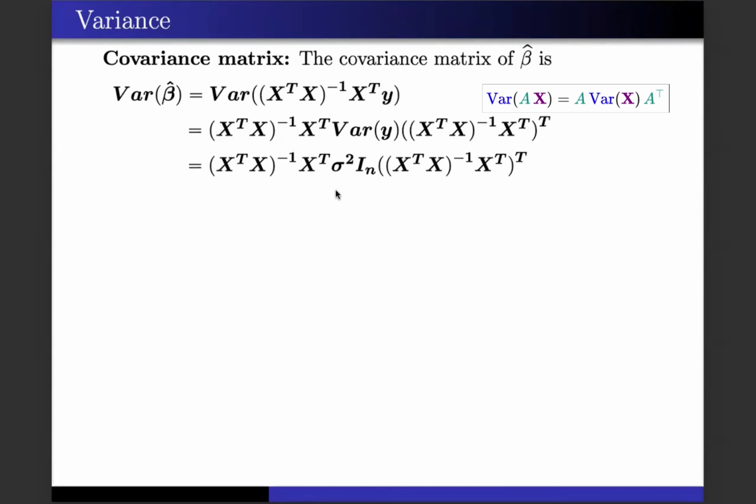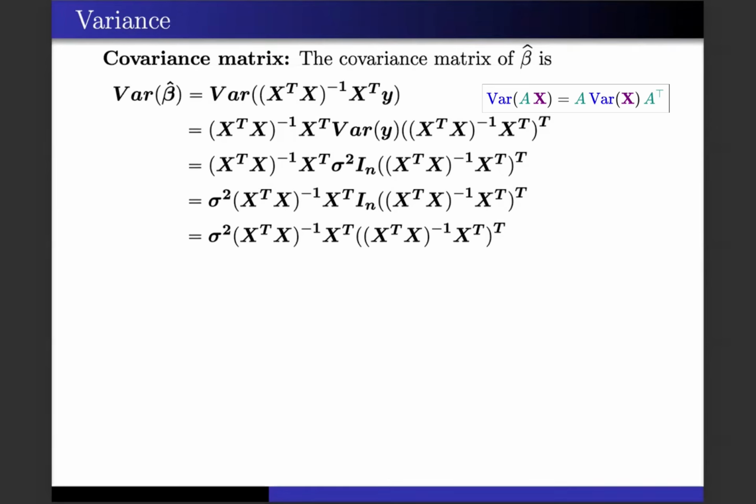And since this sigma square is a scalar, we can just write it in front of all the matrices we have over here. And thus we have sigma square (X transpose X) inverse X transpose multiplied with identity matrix times the transpose of (X transpose X) inverse X transpose. Next, we use the result that the identity matrix multiplied with any matrix gives us back the matrix itself. And thus we have sigma square times (X transpose X) inverse X transpose times the transpose of (X transpose X) inverse X transpose.